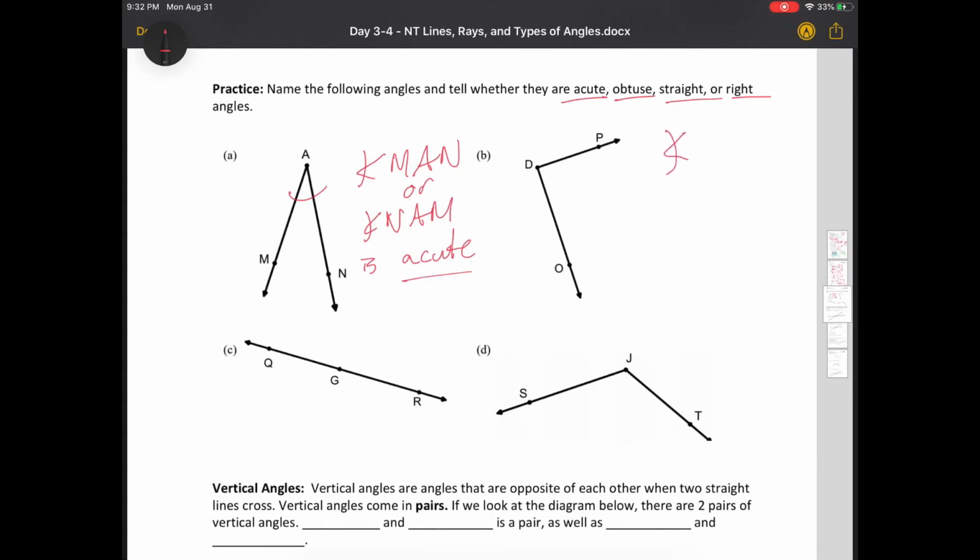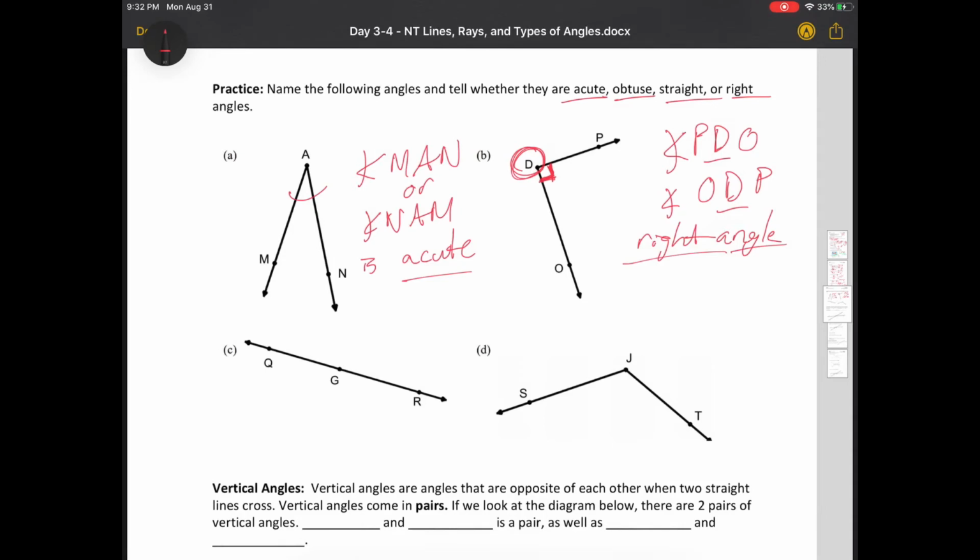Let's take a look at this angle here. We can call this angle PDO or angle ODP. Remember, the vertex is always the center or the middle letter when we name the angle. So this looks like it should be a right angle. Again, these are not drawn to scale. This is just for practice to get used to looking at them. We're going to say this is a right angle here. Looks like it's equal to 90 degrees.